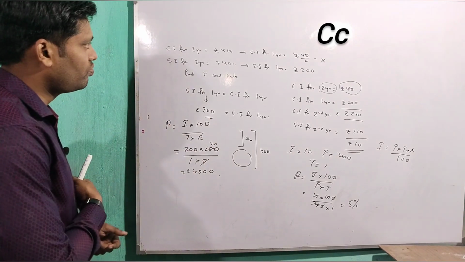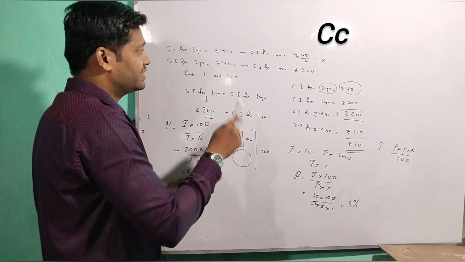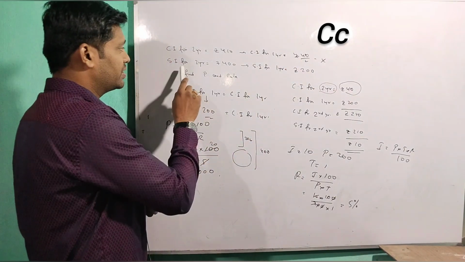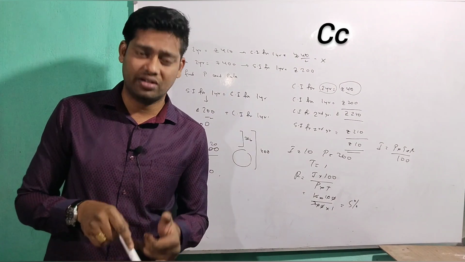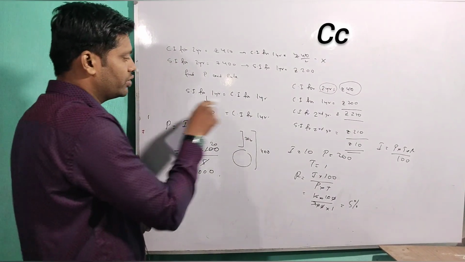Okay, so the compound interest for 2 years cannot be same for both the years. So that's why cannot divide it by 2, but simple interest for first year and second year will be same, so that's why divided by 2. So I got 200. Now this one you understood.